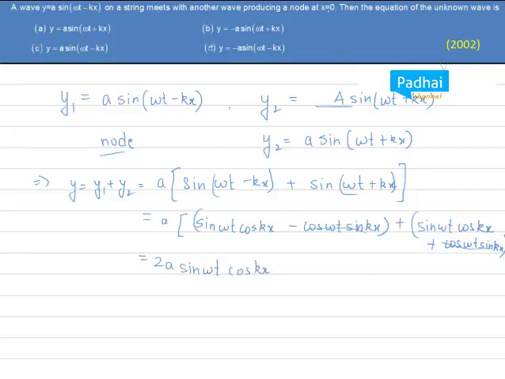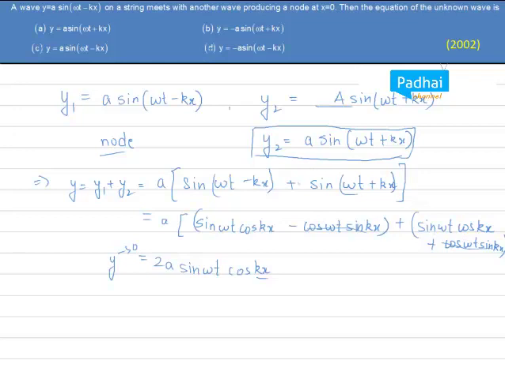But if I put x equal to 0, y should come out to be 0 for it to be a node. But it is not coming out. It will come out to be 2a sine omega t. That means if I use this equation, the A option, then I'm not getting the desired equation.